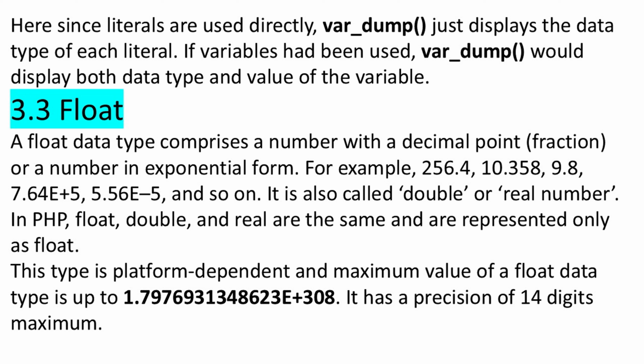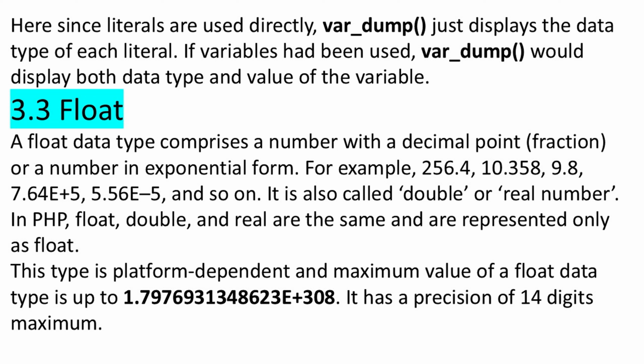Now let's move to the next data type in PHP, which is the float type. A float, also known as a floating point number, represents a number that contains a decimal point or is written in exponential form. For example, numbers like 256.4, 10.358, or 9.8 are all float values. You can also write very large or very small numbers using scientific or exponential notation. For example, 7.64e+5, which means 7.64 times 10 to the power of 5, or 5.56e-5, which means 5.56 times 10 to the power of negative 5.